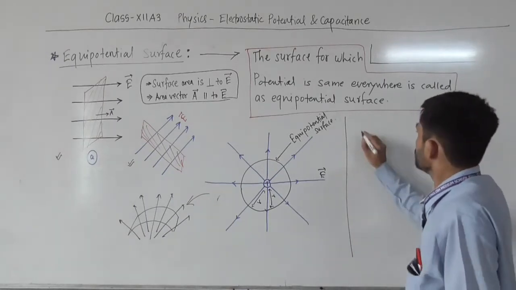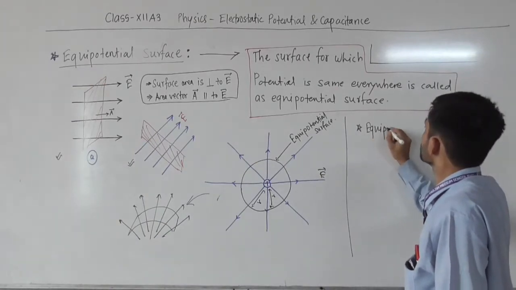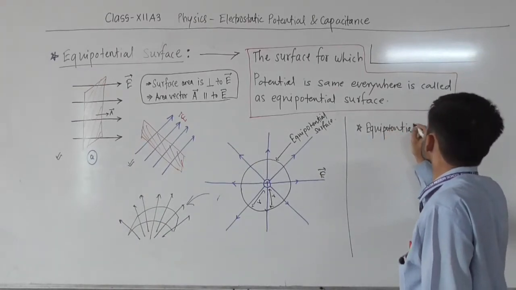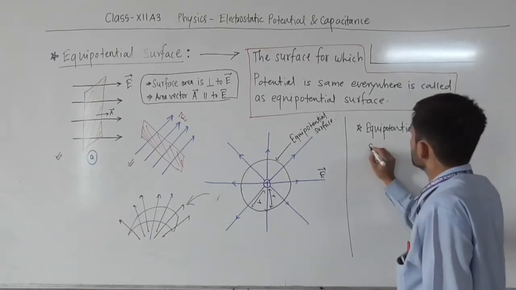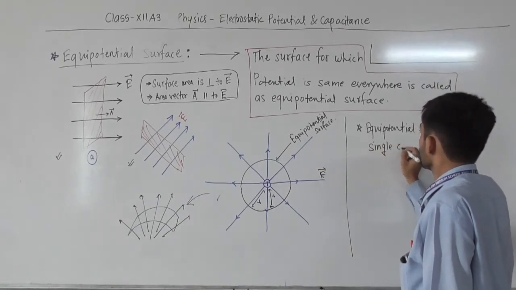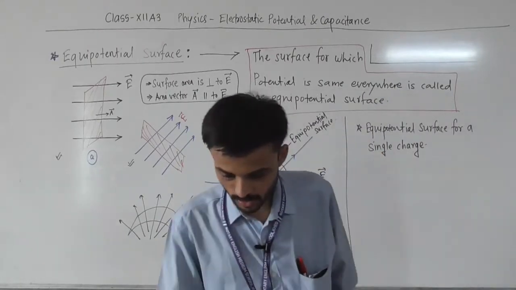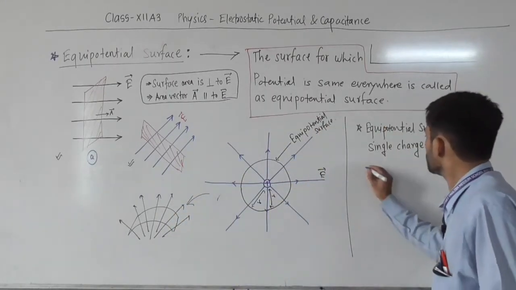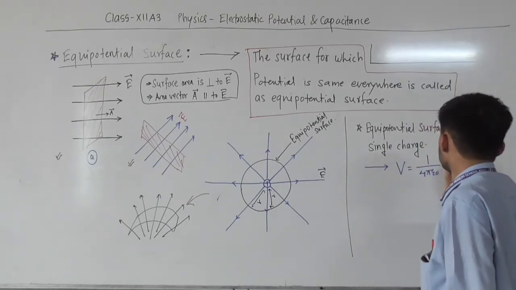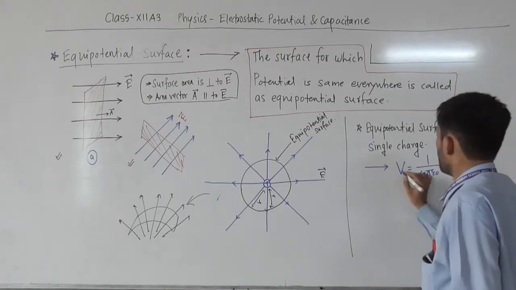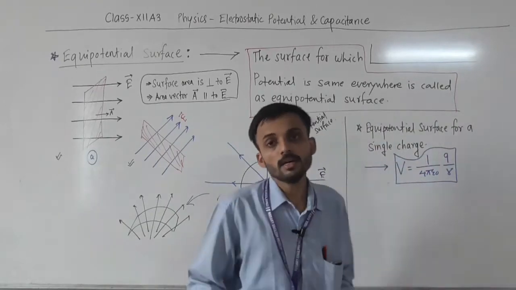Over. Now, number one, we will write equipotential surface for a single charge, for which potential is given as 1 by 4 pi epsilon naught, q upon r. Q upon r. This will be the potential.